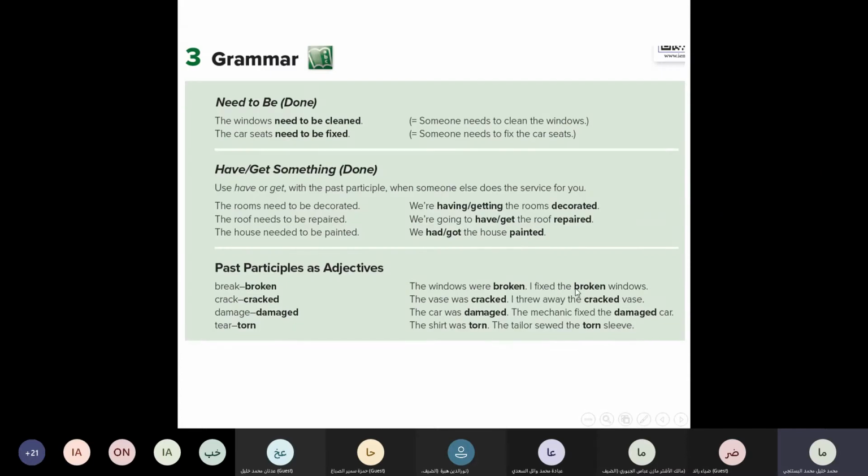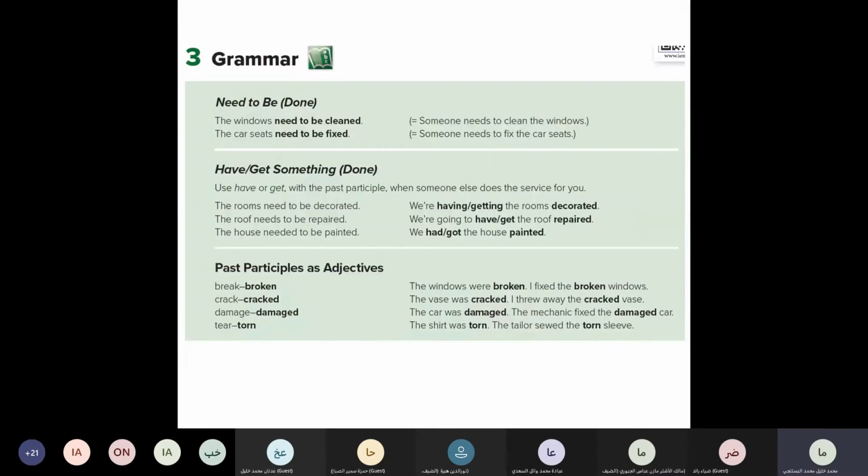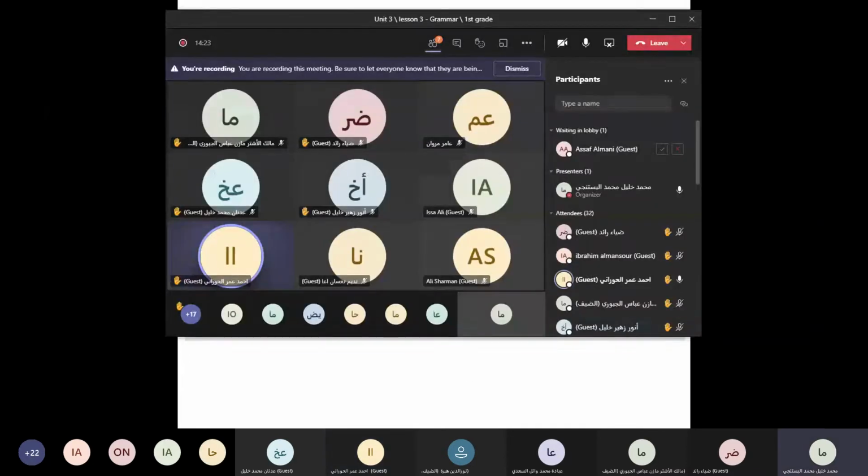The windows. Yes, mister. Read it, please. Can you hear me? Yeah, I hear you. The windows were broken. I fixed the broken windows. Good. The windows were broken.